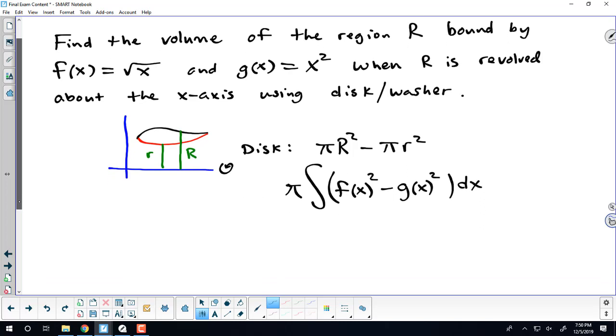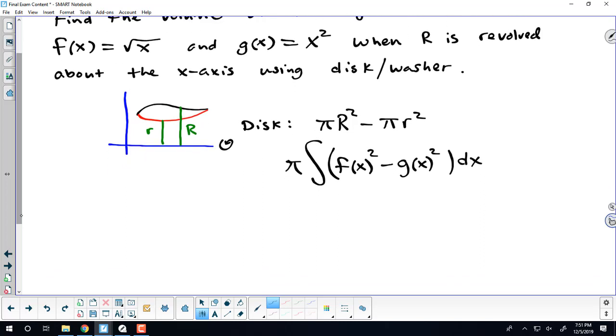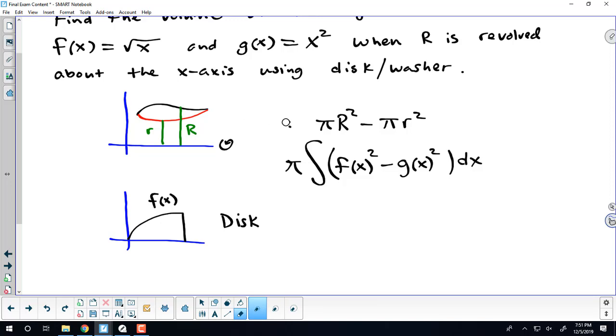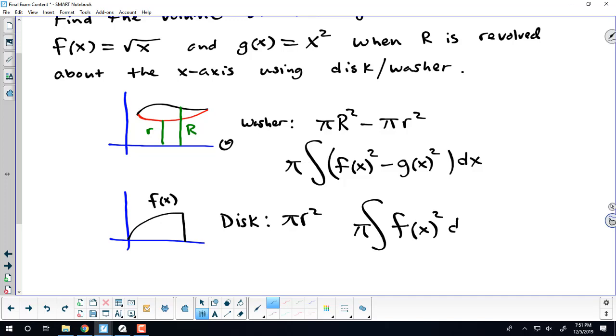Of course, that's not what we're dealing with in a specific problem, but again, if that's f of x, you could say, all right, well, disk. Oh, sorry, I mean, that's a washer. Disk is just pi r squared, or pi times f of x squared dx. That's not a specific example, so that's perfectly fine.